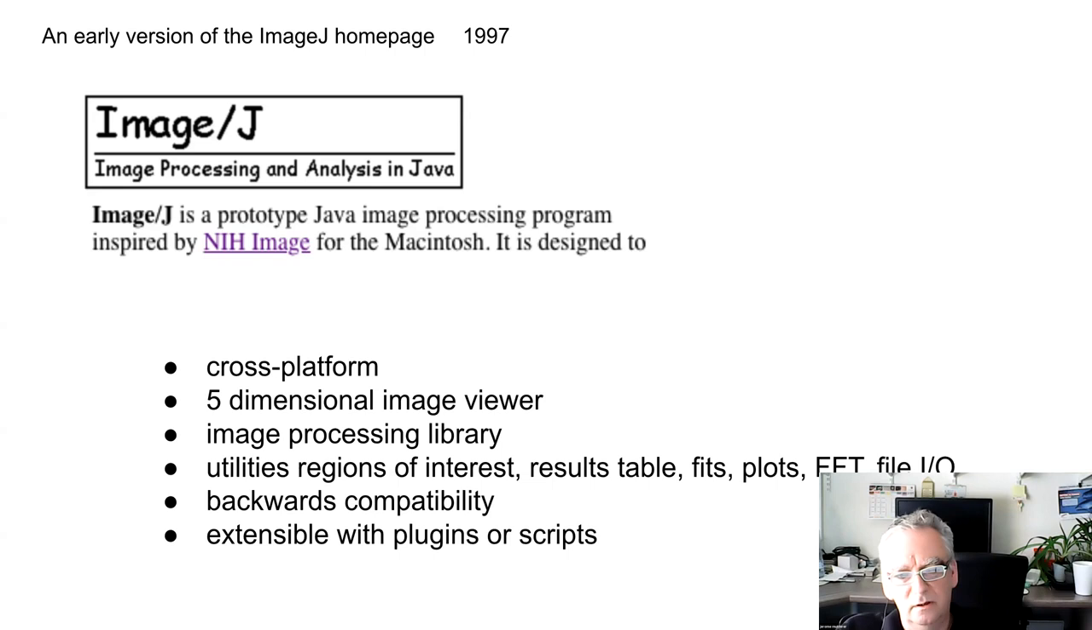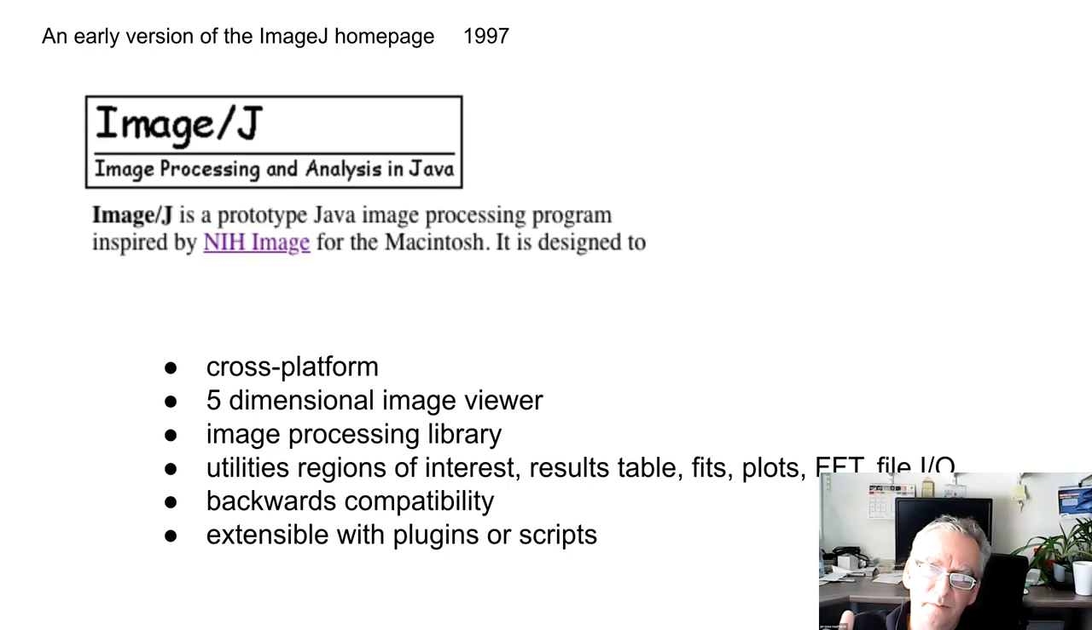And I listed a few of them: regions of interest, results table to display numbers, numerical fits, plots, Fourier transform, and a set of utilities for file input output. A very interesting thing is that it carries backwards compatibility from almost the beginning, which means that you can start a project with ImageJ and you can probably finish your project with ImageJ and it will still work, and you can probably also use it for many more years and it will be stable in time, which is something very important. And of course it's an extensible software with plugins or scripts.